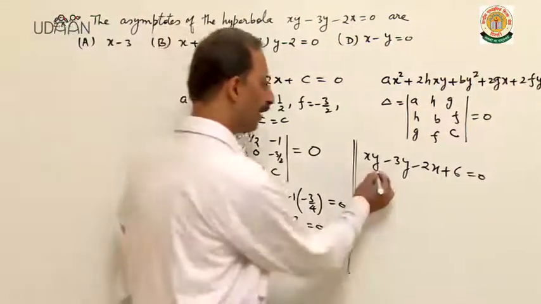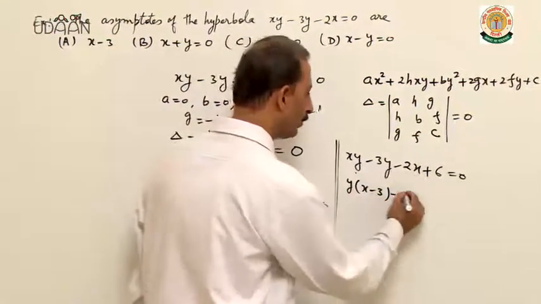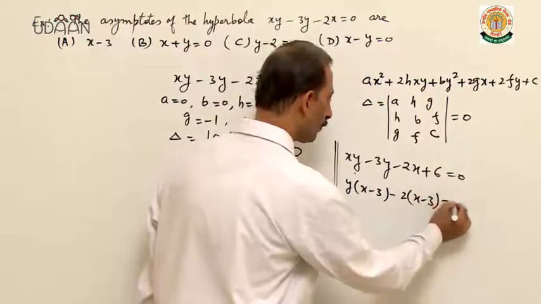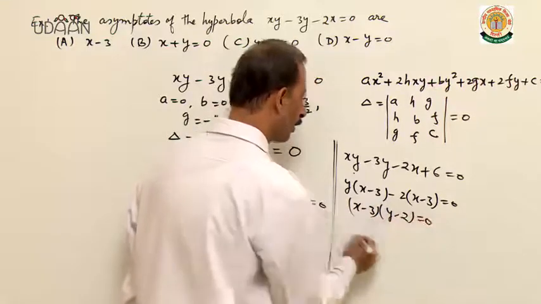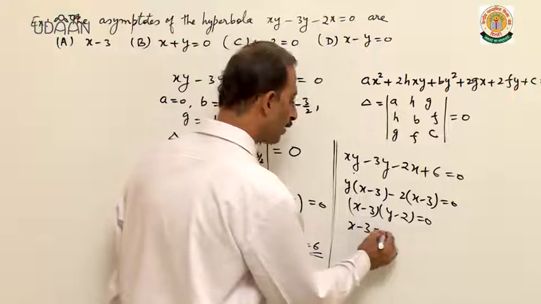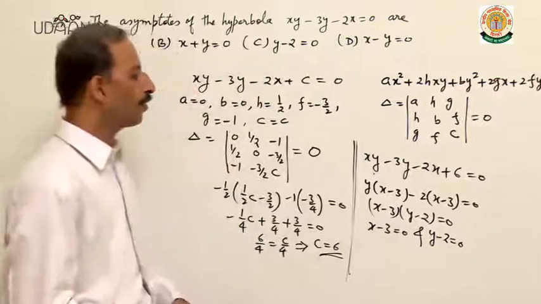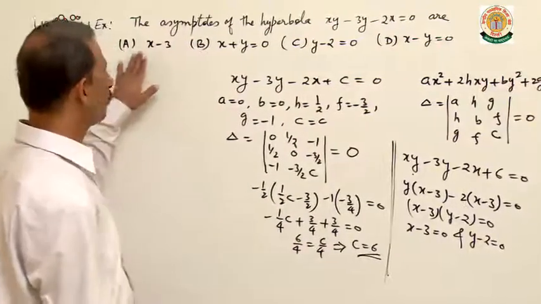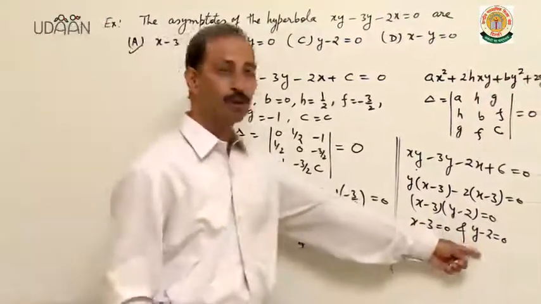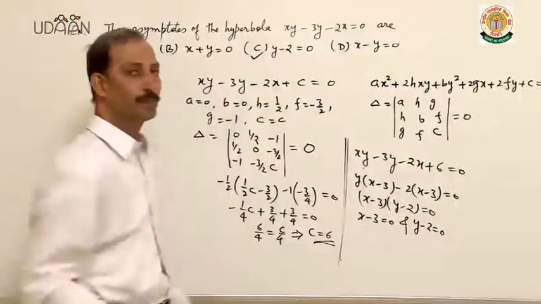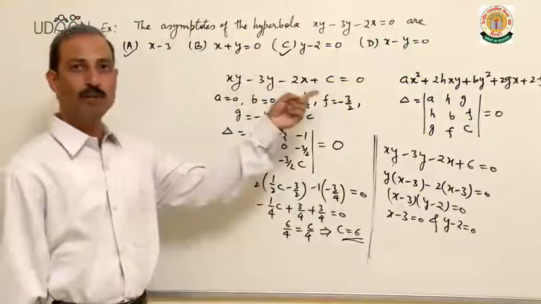So if you take y common here, you will get x minus 3. Here take 2 common. Further take x minus 3 common, x minus 3 into y minus 2 equals 0. So there are two equations we are getting, x minus 3 equals 0 and y minus 2 equals 0. Now check which option is the correct option. x minus 3 equals 0, so option A is the correct one. And they have given y minus 2 equals 0 also, so this is also a correct answer. Okay, you have two correct answers, so you have to write down both.